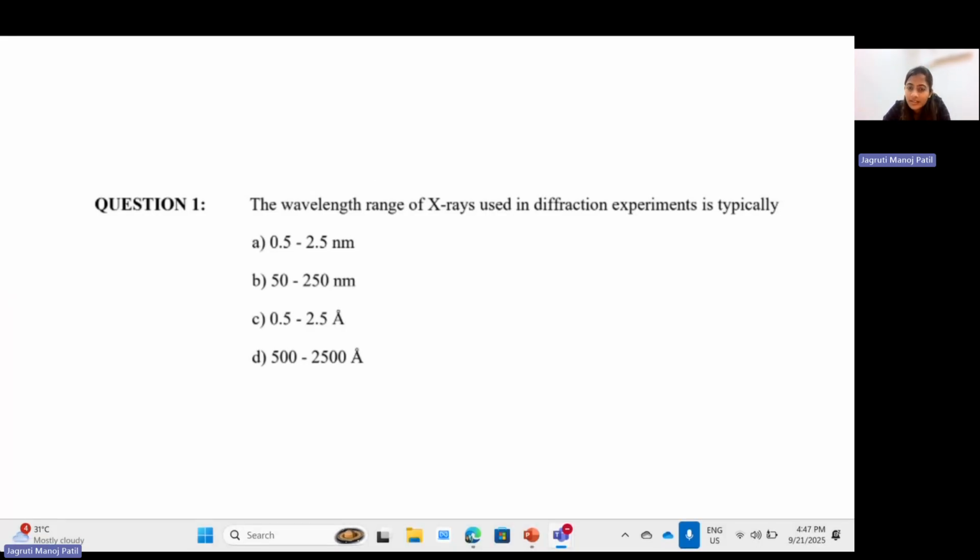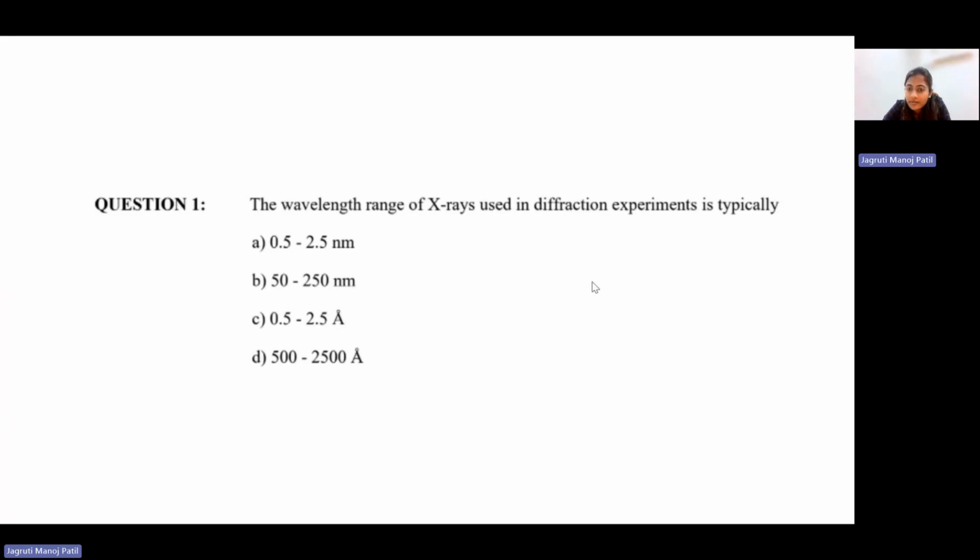Okay, let's start. So we see the first question is: the wavelength range of X-rays used in the diffraction events is typically about. For this question, I'd like you to think about what the typical distance of the interatomic spacing is. So on the order of what? Accordingly, you can answer it directly. Okay, so the answer for this is this one.